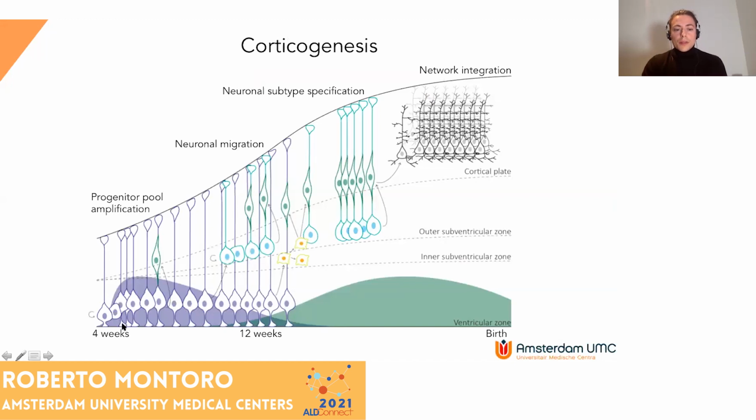So early in development, what we mostly have is progenitors, and these progenitors, called radial glia cells, amplify the progenitor pool by dividing symmetrically. Around 12 weeks during gestation, they start to divide asymmetrically to produce neurons that then migrate out and specify and form the so-called cortical plates. They also produce some intermediate progenitors along the way that also help in the amplification and the generation of these neurons.